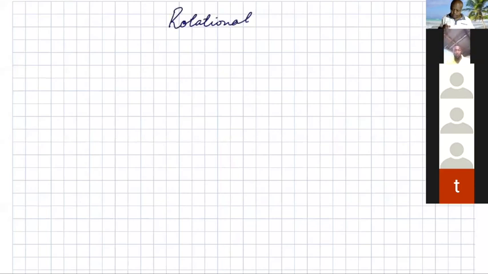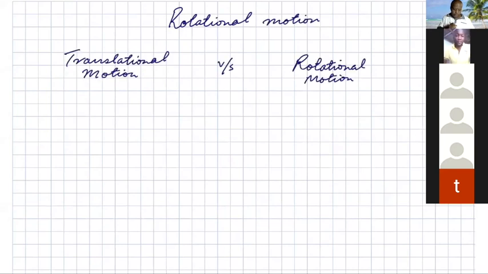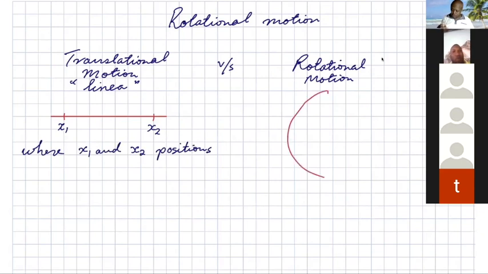Rotational motion can be linked or related to linear motion. In a straight line, we can define two positions, x1 and x2. Similarly, in rotational motion, here A and B are positions.